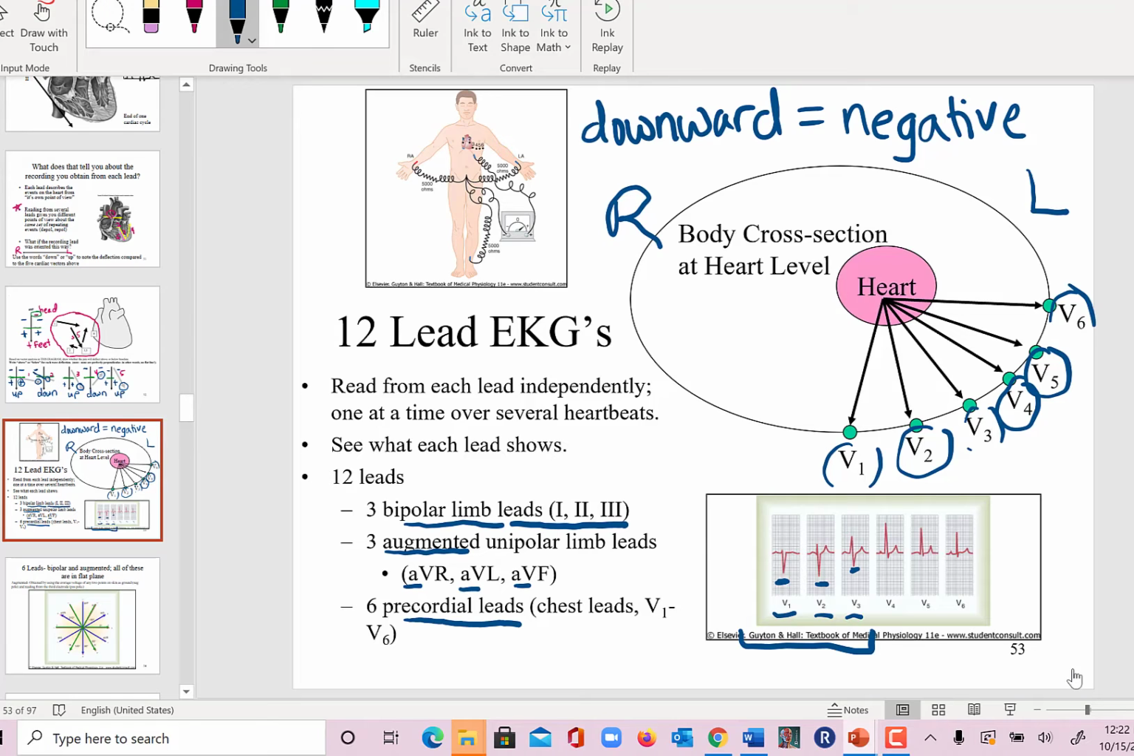V4, V5, V6 on your left hand, that would be your middle finger, your ring finger, and your pinky finger. Middle finger for V4, ring finger for V5, pinky finger for V6. Those are pointing more towards the left, and that would be more parallel to your cardiac vectors, which explains why they have an upward deflection for their QRS complex. Upward deflection means positive deflection.